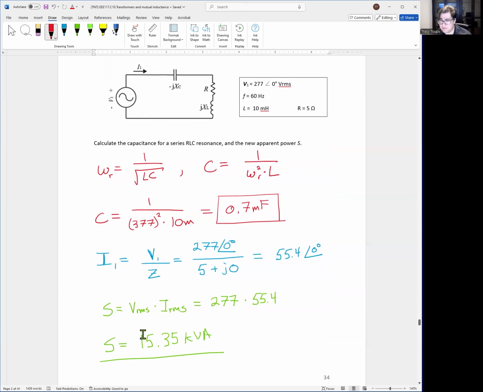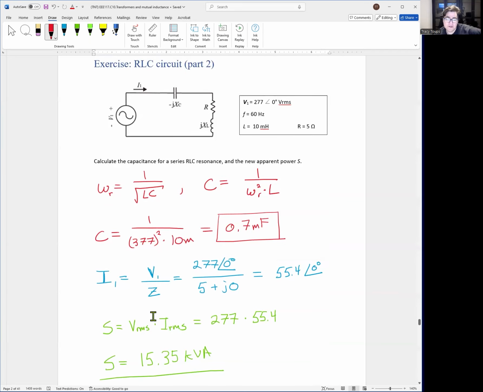Number two, none of this is reactive power because the j is zero, so there is no reactive power in the circuit. Additionally, there's 0 degree phase shift between the voltage and the current. So this is a perfect, ideal 1.0 power factor unity load, which is kind of exactly what I want.